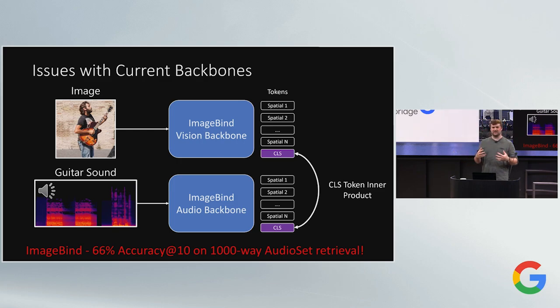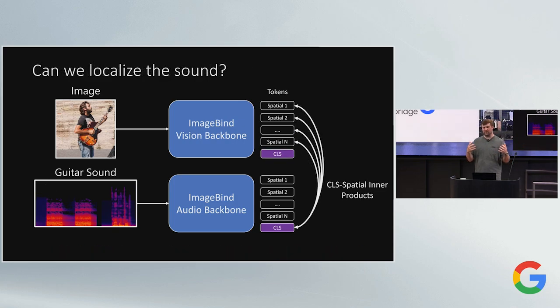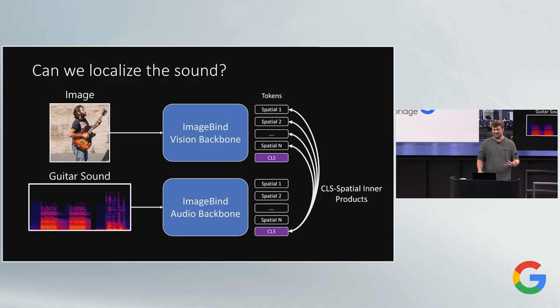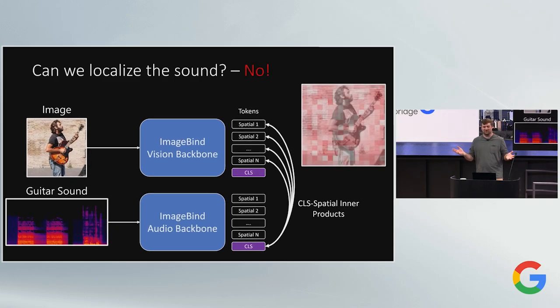But you might ask, can it tell where that guitar sound is emanating from in the image? In order to do this, you can imagine, instead of inner producting those class tokens together, you take the class token of the audio and you inner product it with the spatial tokens of the image. A lot of times people refer to this as class activation maps. It's like a slight variant for this retrieval task. And the answer, when you do this operation, what do you get? The answer is not much. You don't really get anything. It doesn't highlight the key pixels. It really just highlights everything. So there's something missing here.